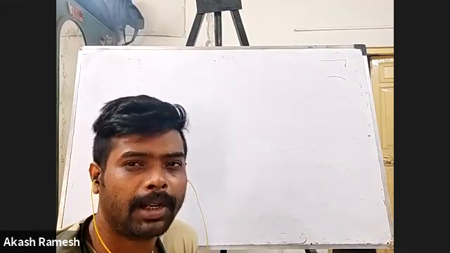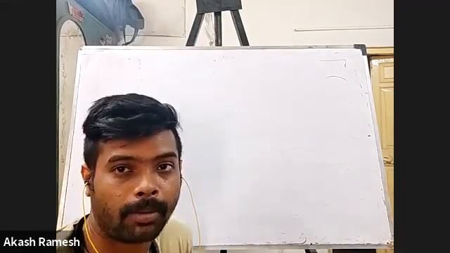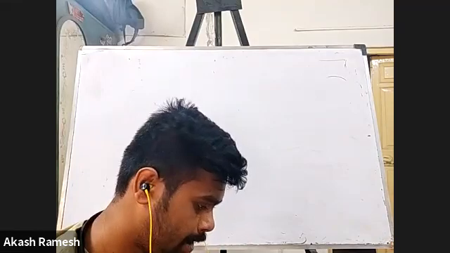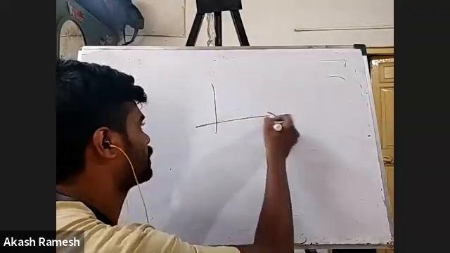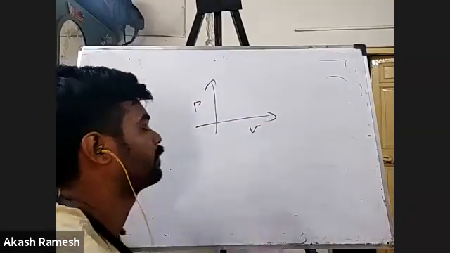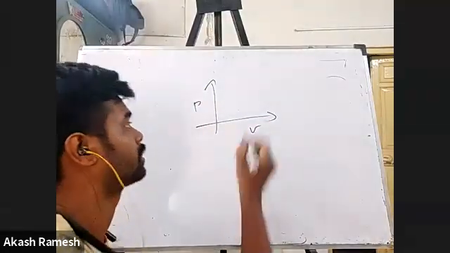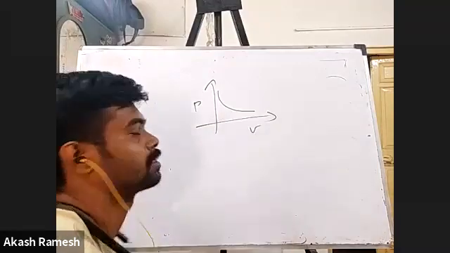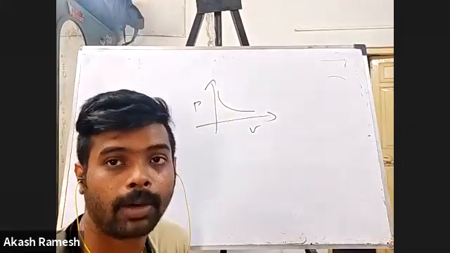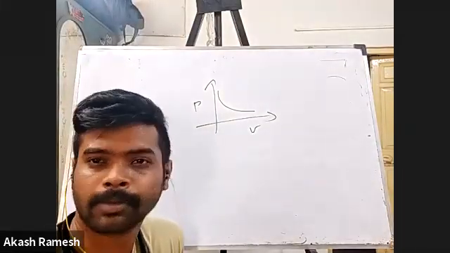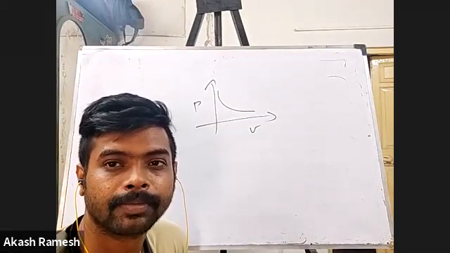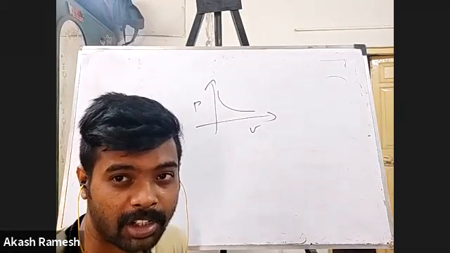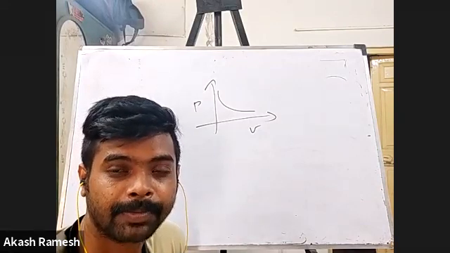I just wanted to start with one point, saying that the graph which we saw, the P versus V graph, is going to look something like this, because the pressure and volume are inversely related. What is the shape of the graph called?